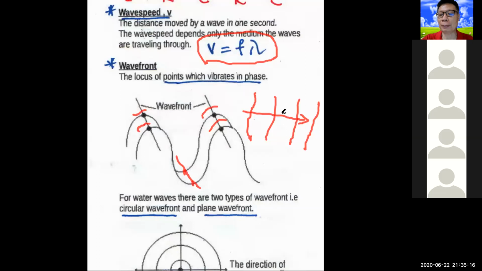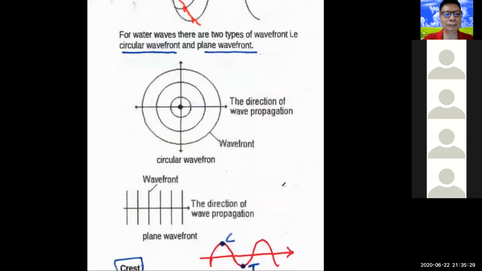So remember now, wave fronts are the lines which join up all the points which are in phase. Okay. For water wave, there are two types of wave front. One is circular shape. The other one is plane wave front. Plane one is a straight line. You see, this is called plane wave front. Circular shape is a circle shape.